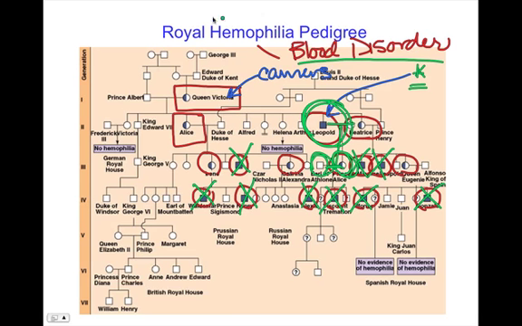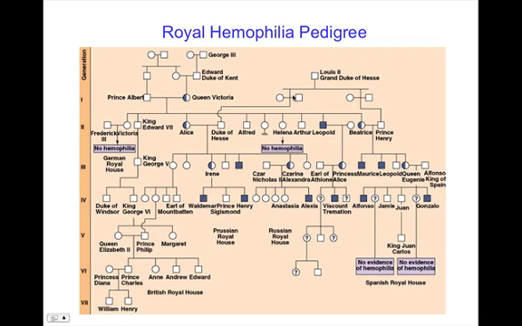So hemophilia is a sex-linked trait, and we're going to talk more about that when we talk about sex-linked traits. But once again, here would be an example of a pedigree of the royal family.